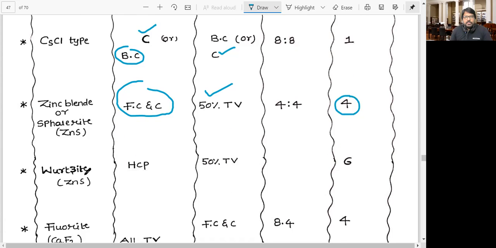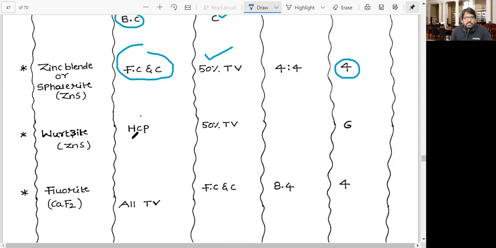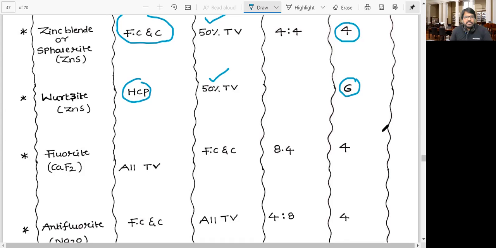The next one is wurtzite. Here anion forms an HCP lattice, instead of FCC lattice. And cations occupy 50% of tetrahedral voids, and 4:4 type of packing. And here there will be 6 pairs. HCP lattice, there will be 6 pairs, 6 formula units in one unit cell.